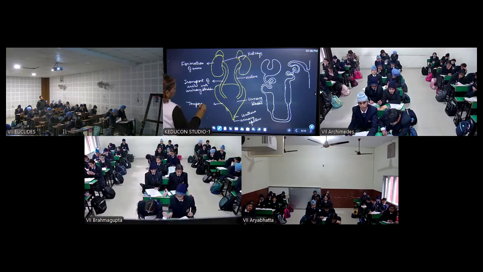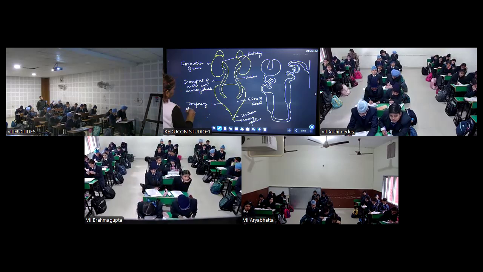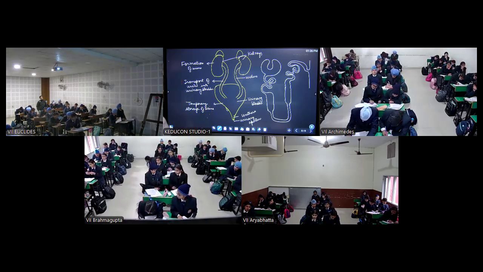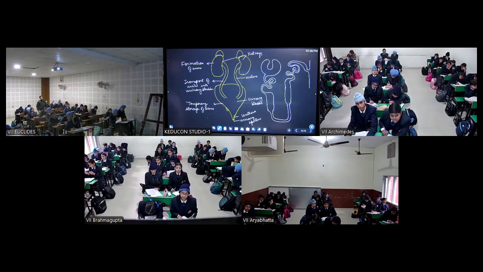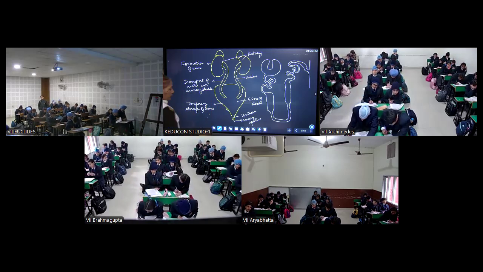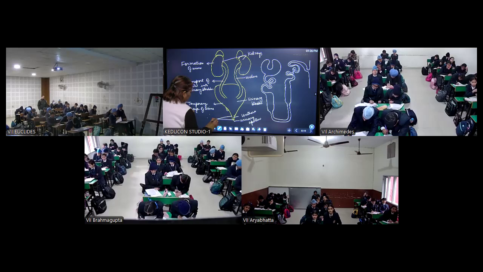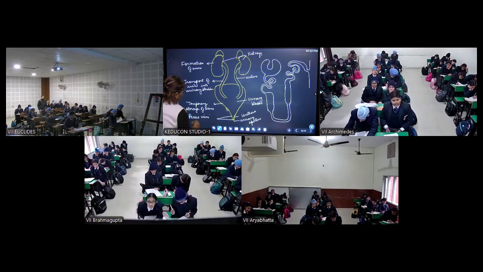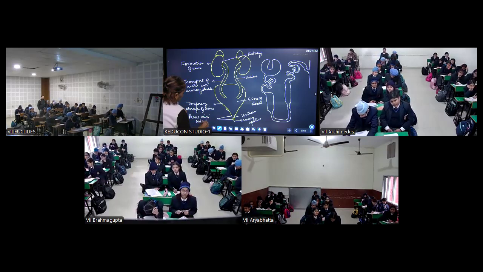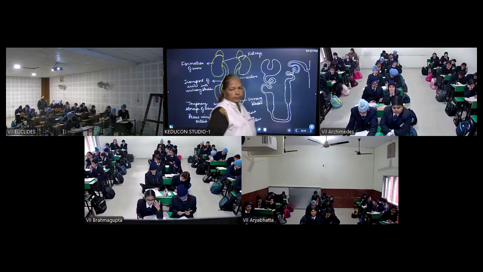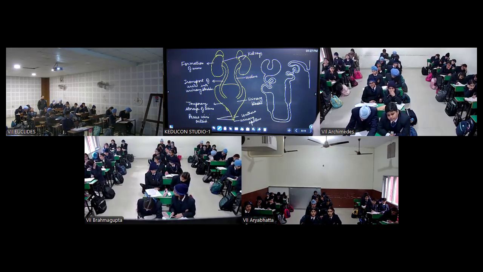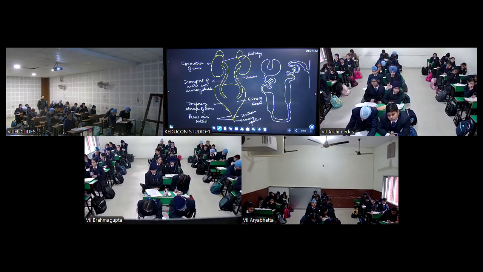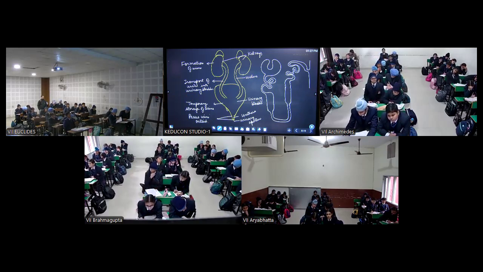It is temporary storage of urine. Urethra and urinary aperture pass urine outside. These are the functions of different parts of the excretory system.